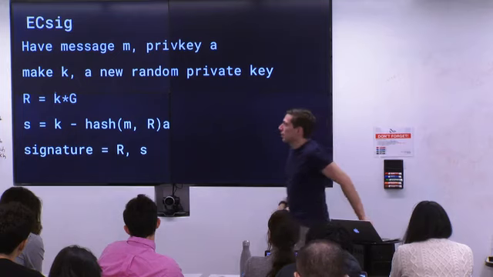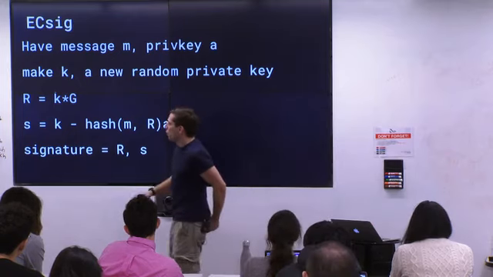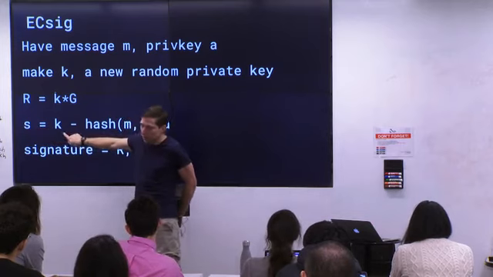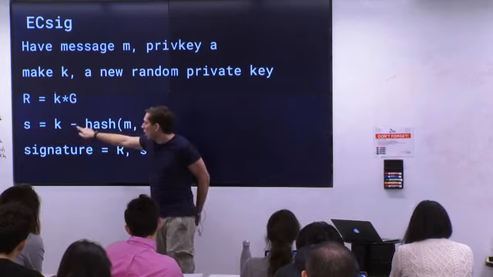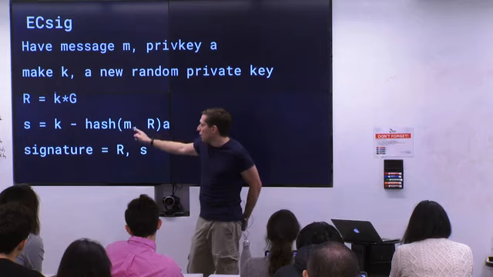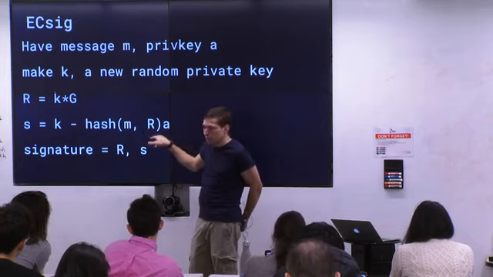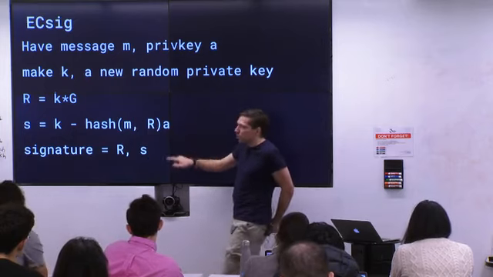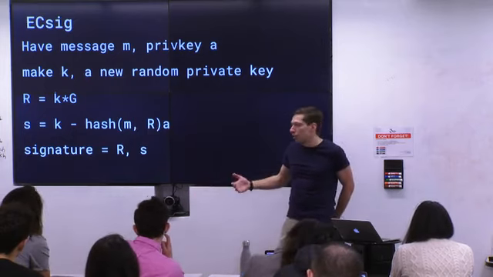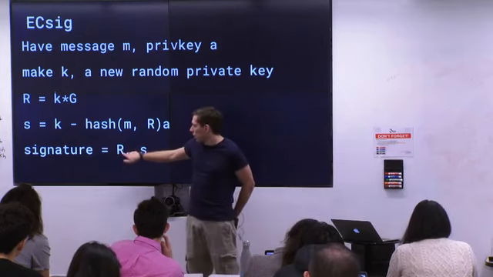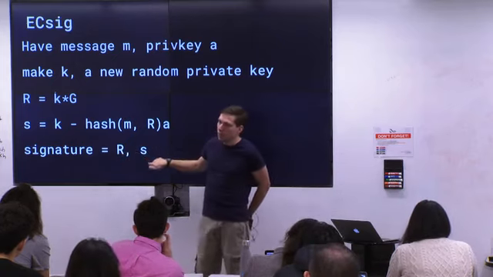And then the signature itself is quite straightforward. As the signer, you compute S, which is K, this new private key you just made up, minus the hash of your message concatenated with R, this public key. So you encode the public key in 33 bytes, stick it in there, multiplied by your normal private key. And then your signature is the pair, the R point and the S scalar.